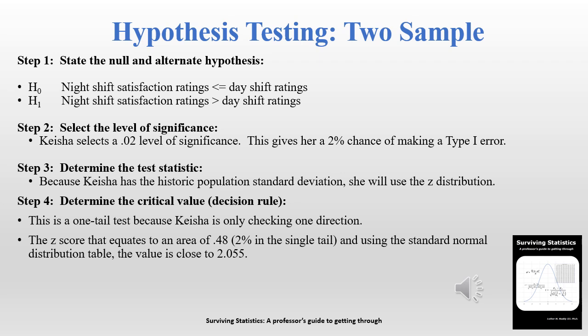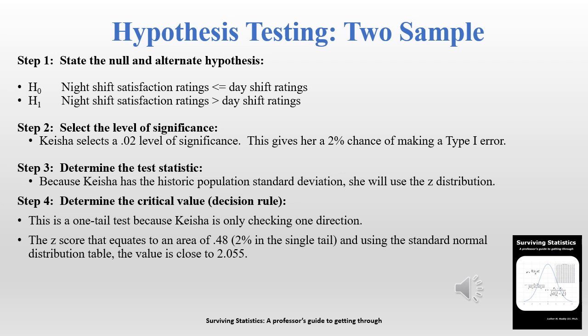Next, step 4 is to determine the critical value. This is a one-tail test. She's only checking one direction. So the Z-score, that equates to 48%, 2% in a single tail, 48% of the area between the mean and the critical value will end up with a critical value that's very close to 2.055.